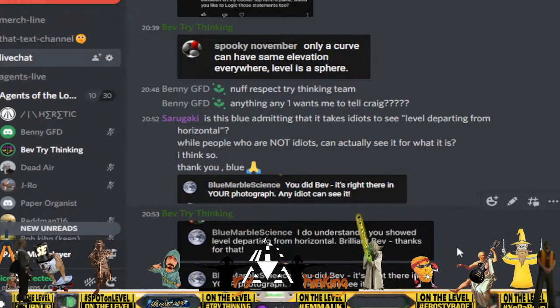Blue, can you see level departing from horizontal within a picture? Forget about who took the picture. Do you imagine that you can see level departing from horizontal in a picture? Because apparently any idiot can. Doesn't say anything about anybody else within that thing, about really clever people. But thanks for being here again, Blue.